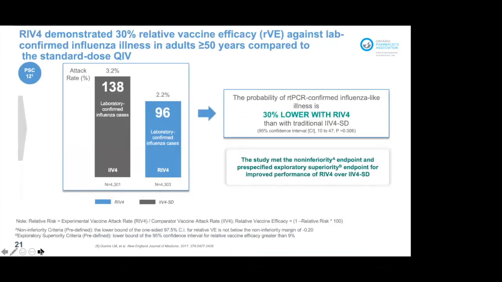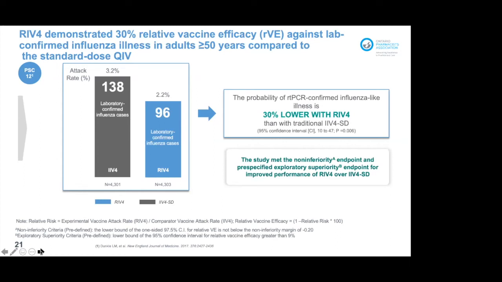Specifically about the recombinant influenza vaccine, it's demonstrated 30% relative vaccine efficacy against lab-confirmed influenza illnesses in those individuals older than 50 years as well. So it's not only recommended for those individuals who are 18 plus as it is, but it's shown a special effectiveness in those individuals who are 50 years and older.